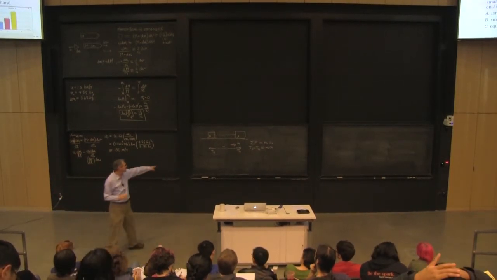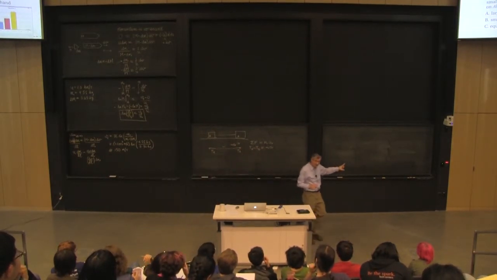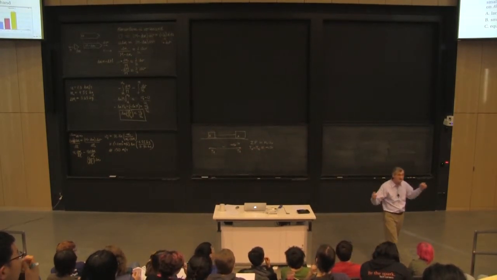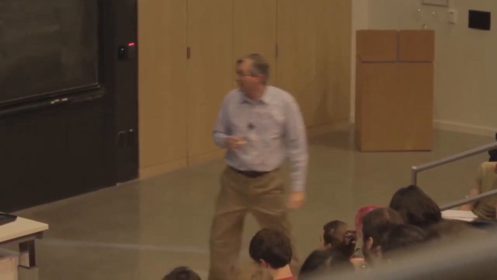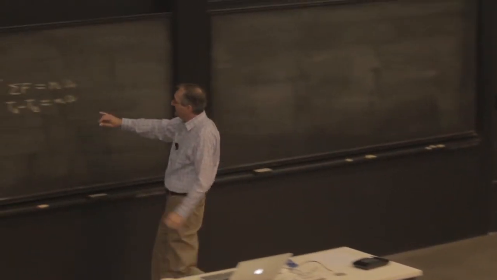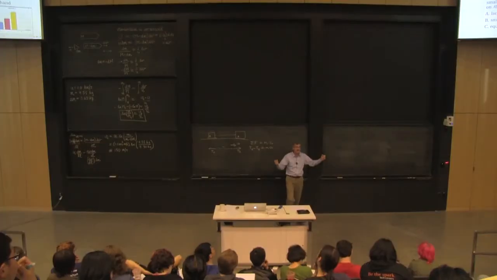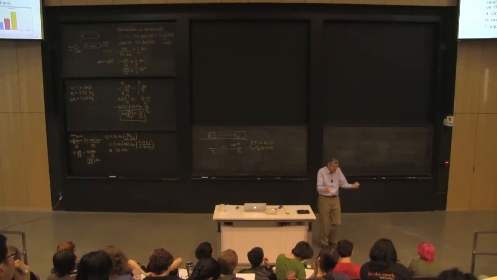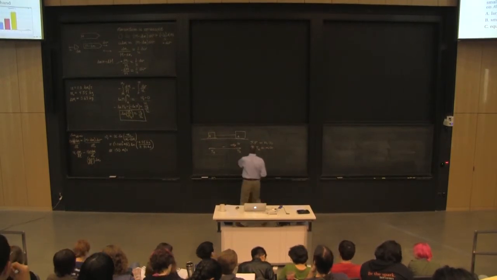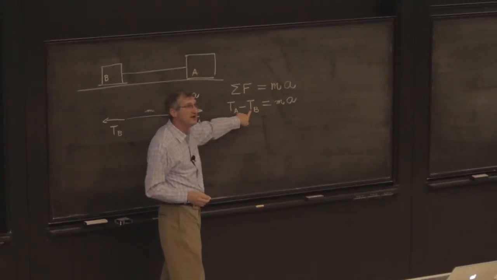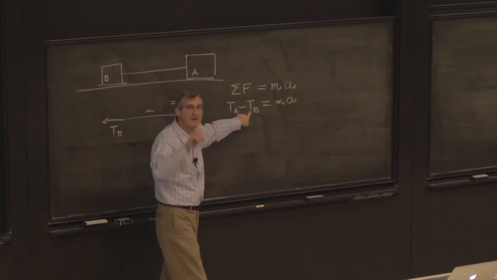If, on the other hand, imagine that this is a big, heavy cable, then they wouldn't be the same because I would not be able to neglect the mass, and TA would have to be bigger than TB in order to accelerate the mass of the cable. But because the string is approximately massless, then we can argue that the tension on the two ends of the string must be equal. So now we go back to Marcy.